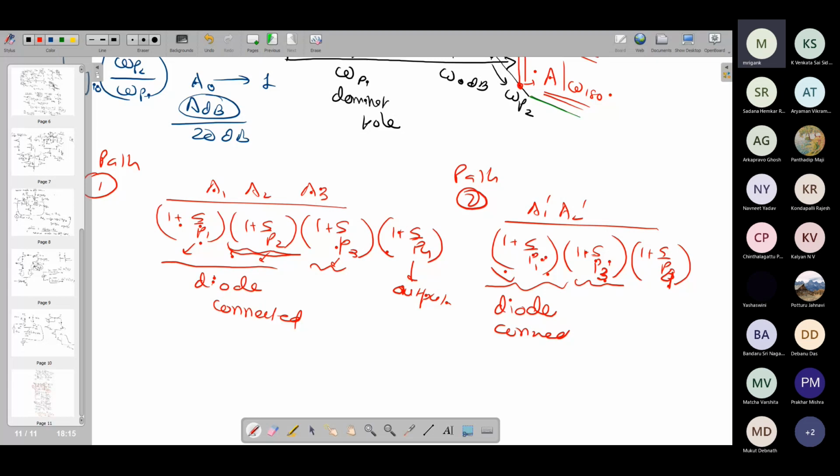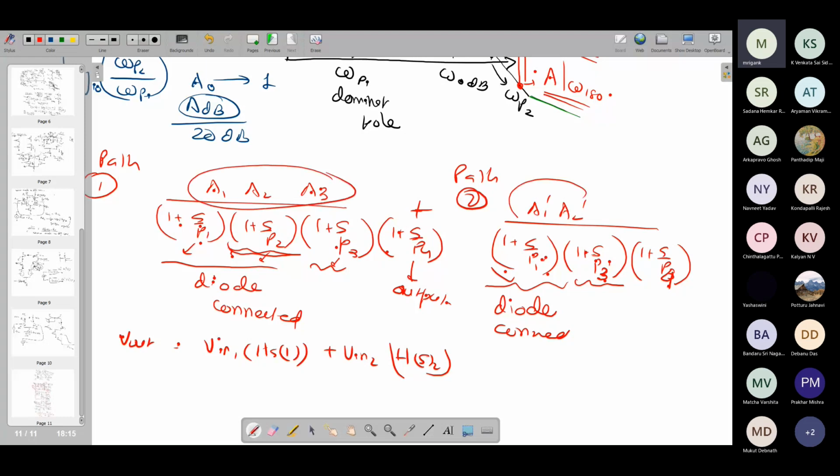Now, if you have to find out the output signal, what do we do? We take the superposition. So overall, V out will be V in 1 into H1(S), whatever is the first transfer function, plus V in 2 into H2(S), the second transfer function. Therefore, we have to add up these two. If you add up these two, again we can assume that A1, A2 are anyway similar in magnitude. A1, A2, A3 multiplied together and A1 dash, A2 dash multiplied together have similar magnitude. So we can take it common, right?